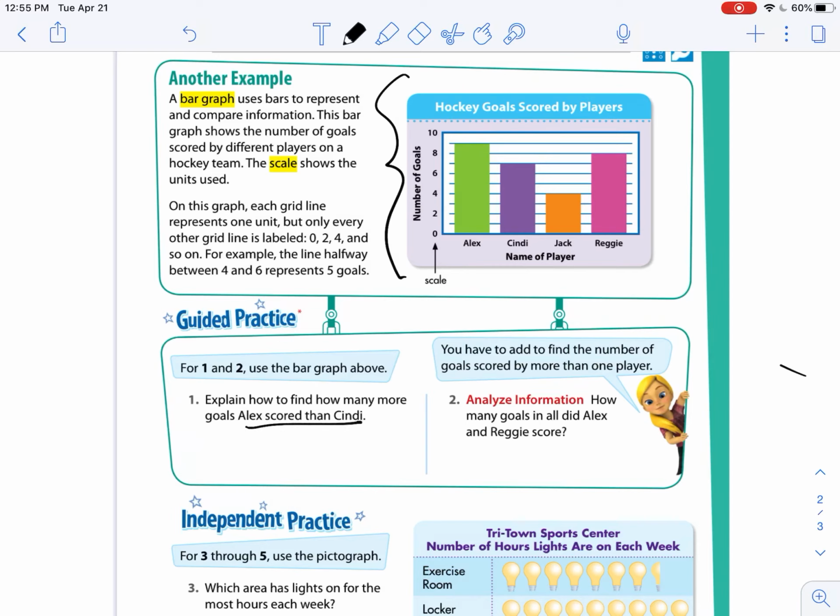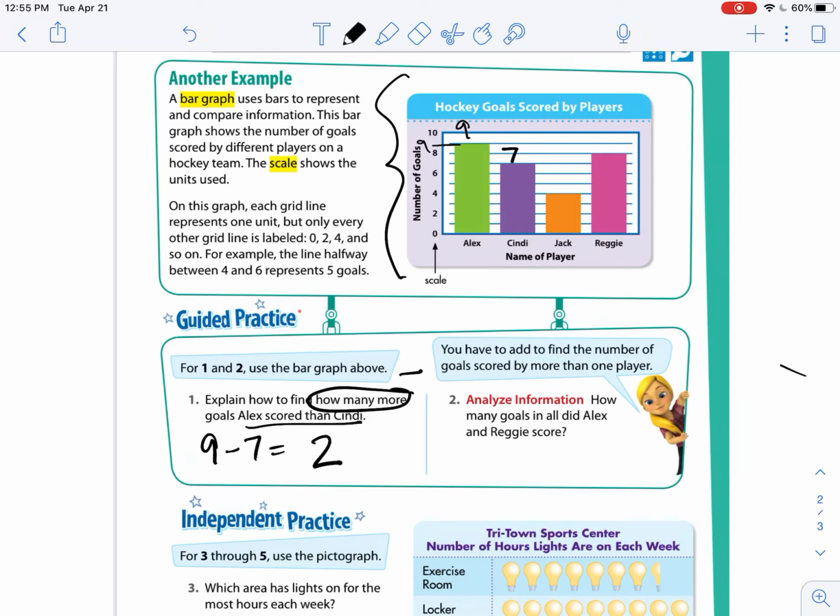Well, first we're going to have to find out how many goals did Alex score. And if this is 8, then this one right here has to be 9, doesn't it? And then Cindy is in between 6 and 8, so that would be 7. To find out how many more is usually subtraction, or always subtraction in this case. So 9 minus 7 is 2. So that would be 2 more goals. And I would first of all read the bar graph, and then I would do subtraction.